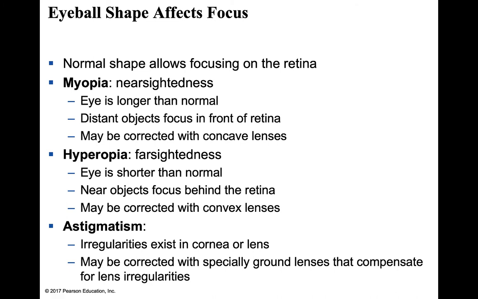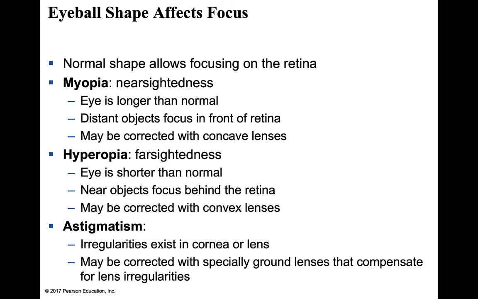Now, when we look at common disorders of vision, we have myopia, and that's nearsightedness. The eye is longer than normal, so distant objects focus in front of the retina. We have hyperopia, and that's farsightedness. Here, the eye is shorter than normal, so near objects focus behind the retina. I'm not going to hold you responsible for the different types of lenses that are used to correct this, but you do want to be comfortable with them. Now, with astigmatism, we're looking at an irregularity in the cornea or the lens.